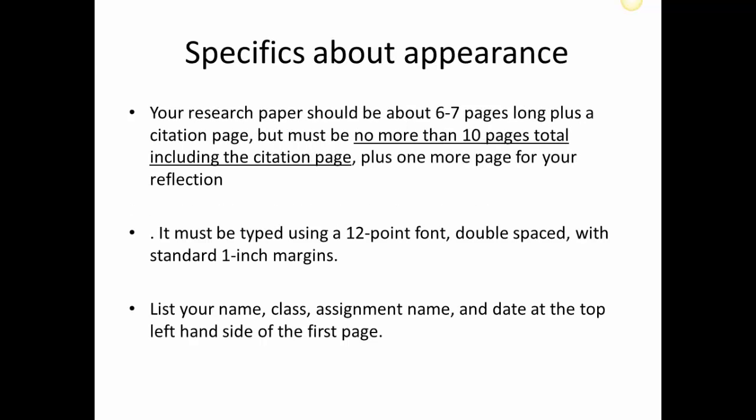Specifics about appearance. Your research paper should be about 6 or 7 pages long, plus a citation page, but must be no more than 10 pages total, including the citation page, plus 1 more page for your reflection. It must be typed using a 12-point font, double-spaced with standard 1-inch margins. List your name, class, assignment name, and the date at the top of the left-hand side of the first page.